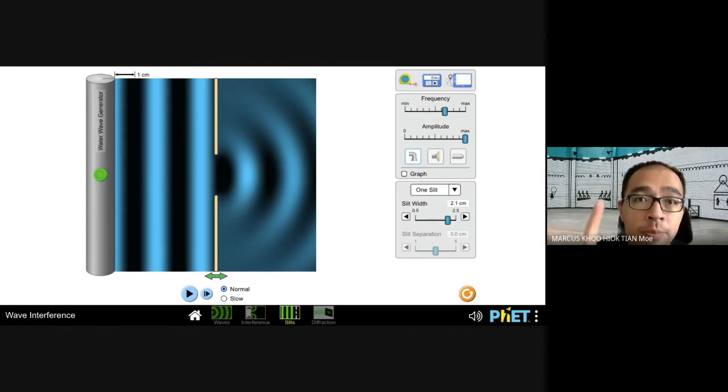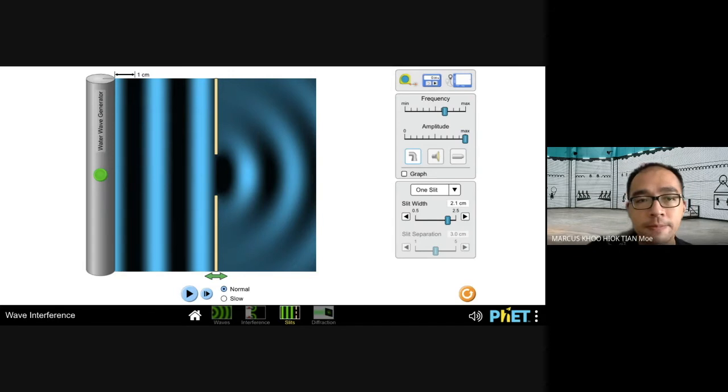Number one, a small gap means the wave spreading out is more obvious, I'm using Ethan's words. Secondly, whether it is a small gap or a big gap, the wavelength remains the same. That's a very, very important thing for us to know. Number three, what can you say about the direction of the waves after passing through the gap?